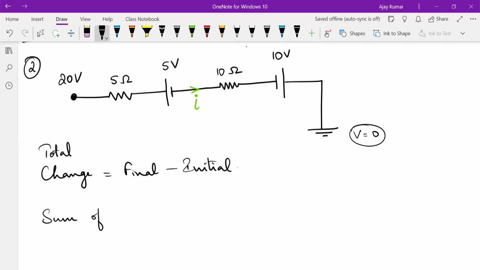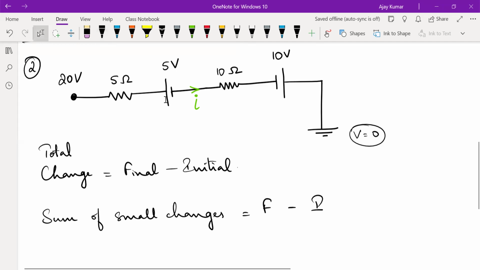So the sum of small changes is the final value of the quantity minus the initial value of the quantity. Now you send that minus initial to this side. So effectively what happens is initial plus the sum of changes becomes the final value.